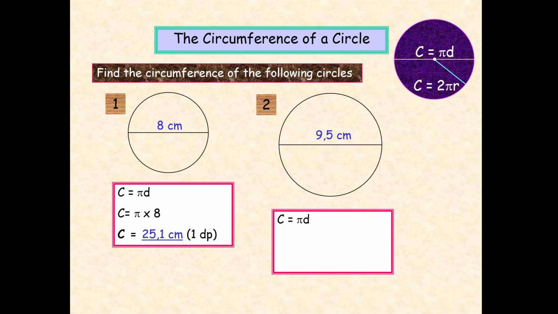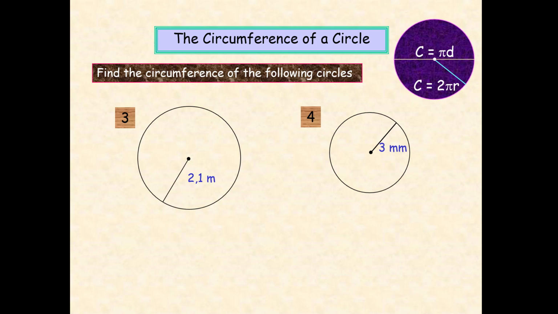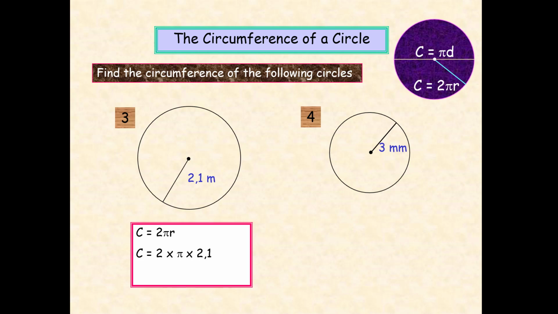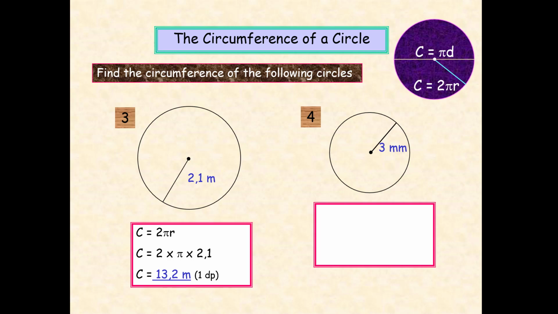In example 2, circumference is pi times diameter. Use substitution and remember to round your answer. In example 3, be careful. Now you've got the radius. So you have to double the radius and then times that by pi. So now you can use the formula circumference is 2 times pi times radius. Use substitution and your answer is in meters, 1 decimal place. The same for example 4. You try now, pause the video, write the formula, use substitution. Your answer is only in millimeters, not square millimeters, and round your answer to 1 decimal place.